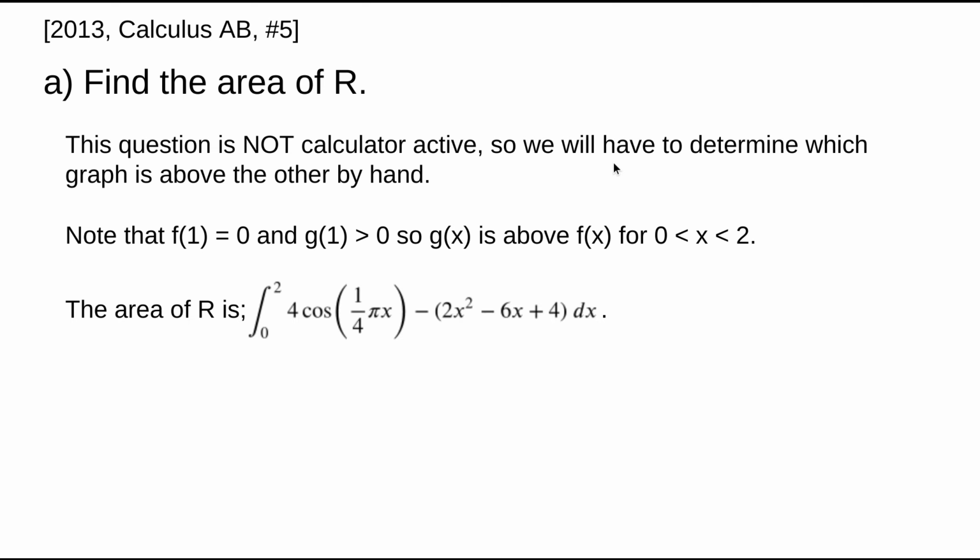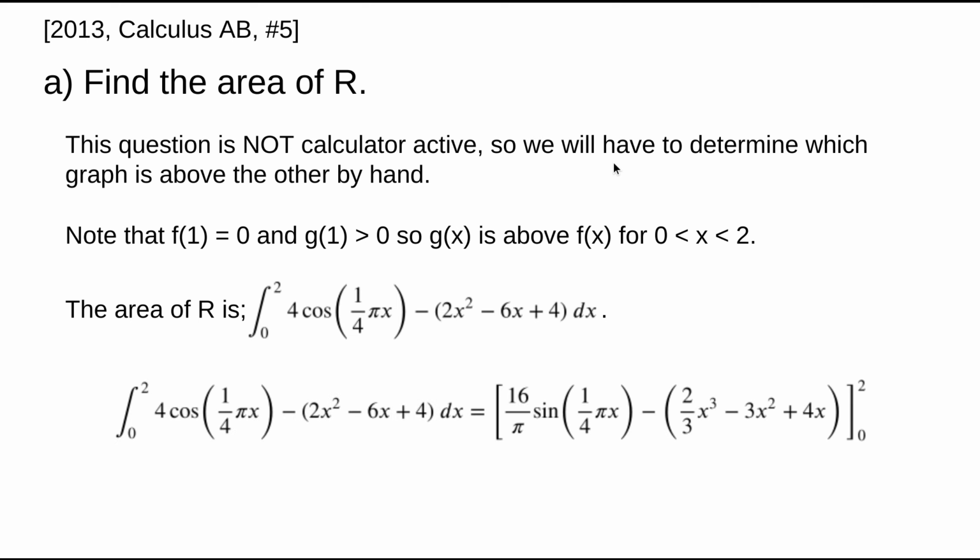So the area of R can be found using the definite integral from 0 to 2 of g of x, which is 4 cosine of pi fourths x, minus f of x, which is 2x squared minus 6x plus 4, dx. Now, for non-calculator active questions that would have you actually calculate this area, this is one of the more difficult ones I've seen because of the trig. Usually if it's more complicated than this, it would be a calculator active question. I'm actually a little surprised that this isn't.